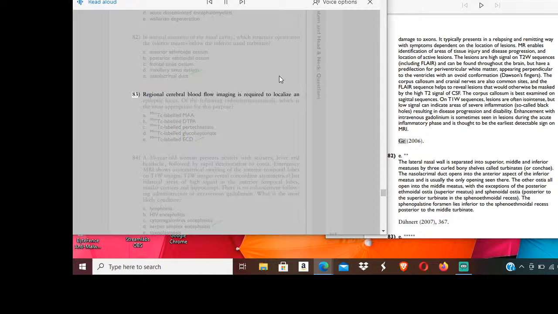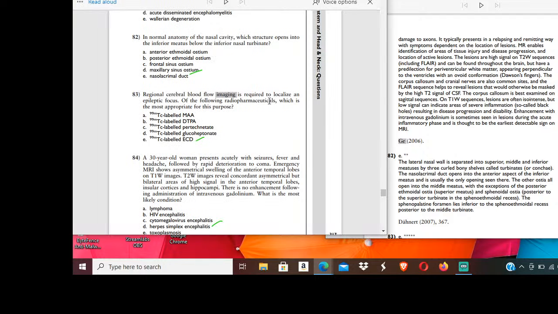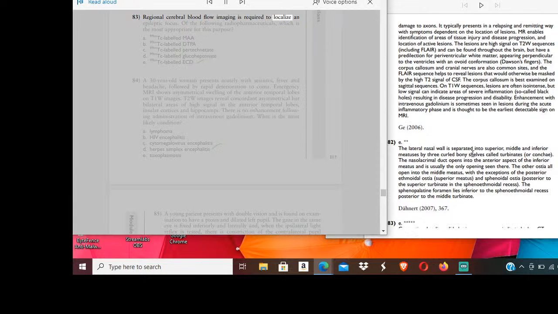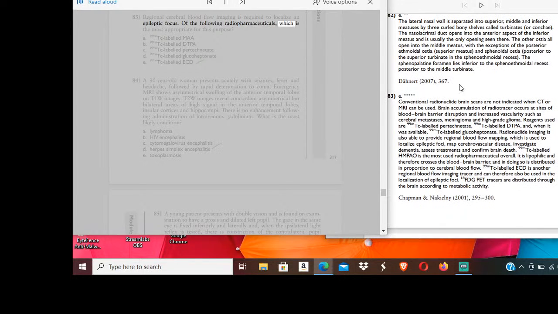E. Duct. 83. Regional cerebral blood flow imaging is required to localize an epileptic focus. Of the following radiopharmaceuticals, which is the most appropriate for this purpose?